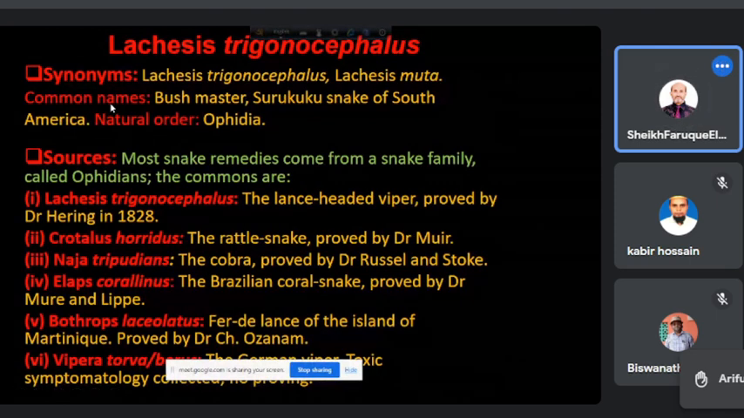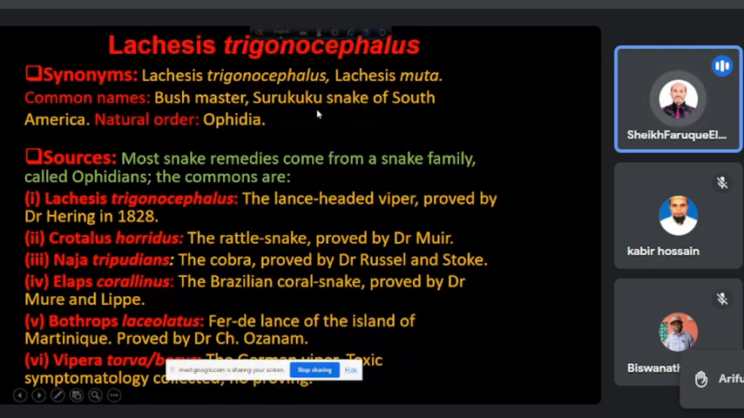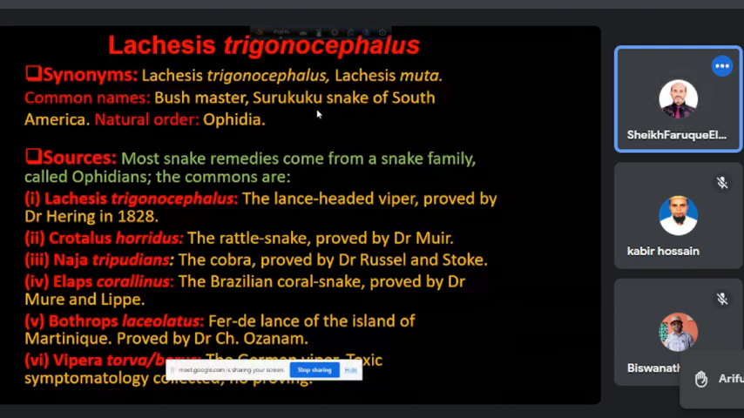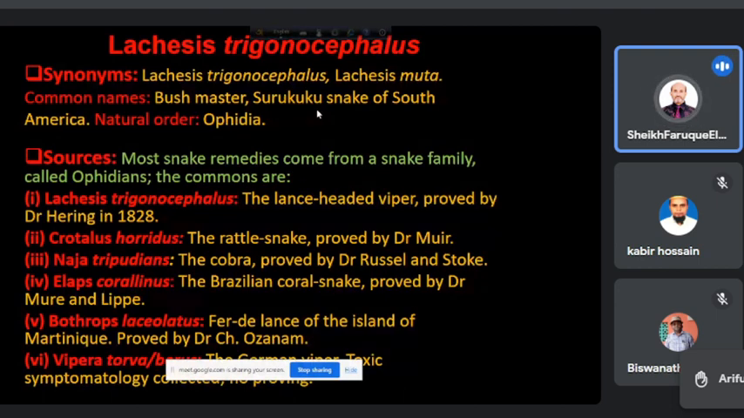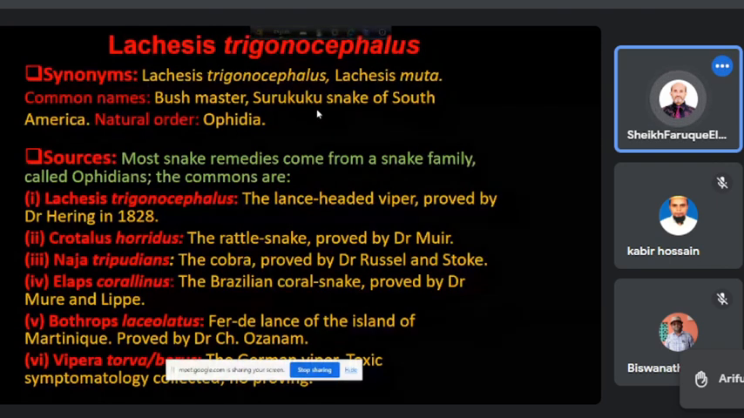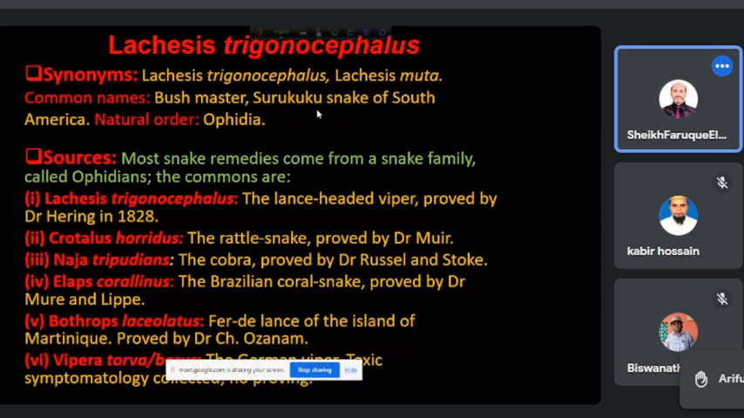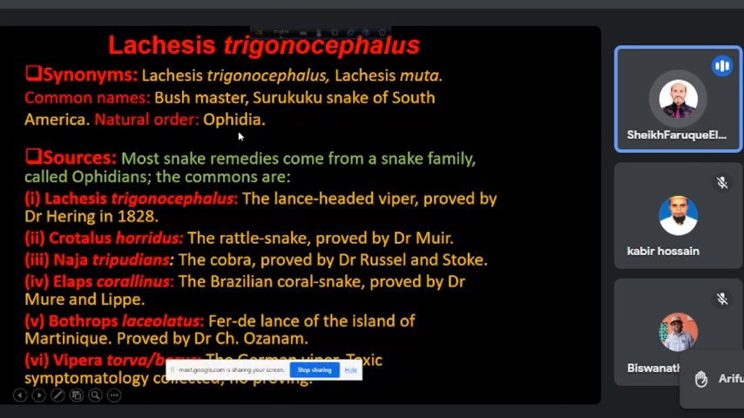in the locality. So its name is Bushmaster. Lachesis name is Bushmaster in Suriname, in South America. Or they say Surukuku snake. Why Surukuku? Because there is a saying, this snake, while lying in the jungle, will sing Surukuku, Surukuku, by this sound. That's why the local people called it Surukuku snake. Okay? Then its natural order is Ophidia.